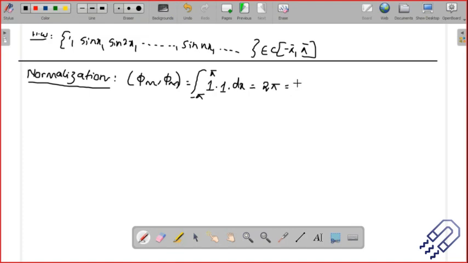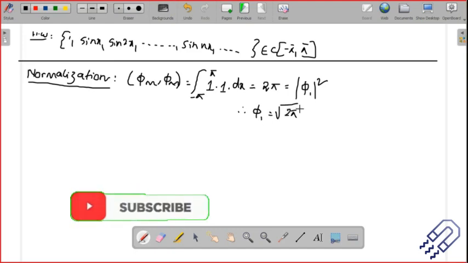Right? So this is actually nothing but phi 1 square. Because it's phi 1, it will be phi 1 square. Phi 1 square gives 2 pi. And that is not normalized, right? It should be 1, so it's not normalized. So we can see that phi 1 is equal to root over pi.